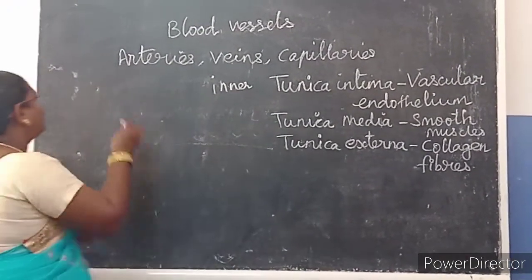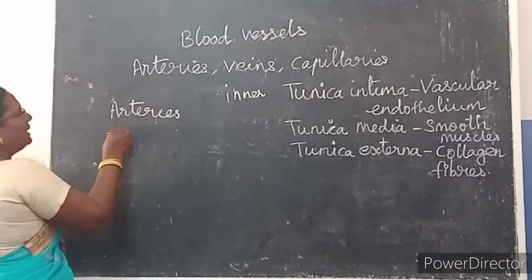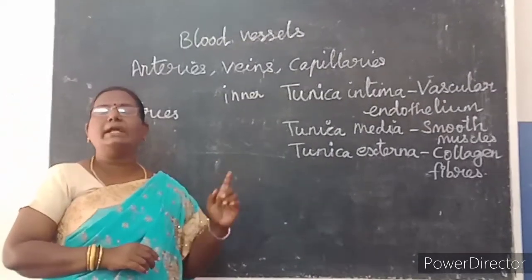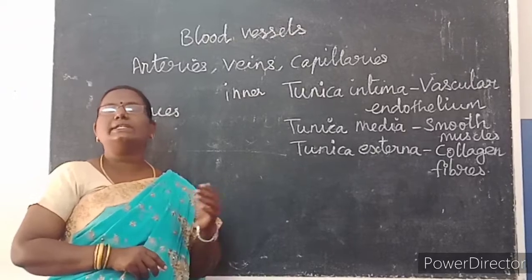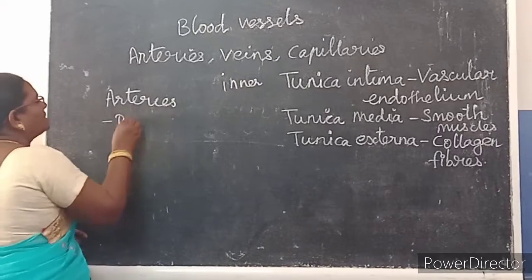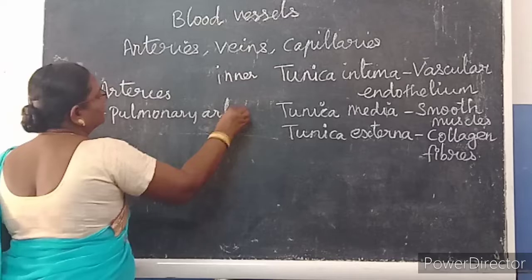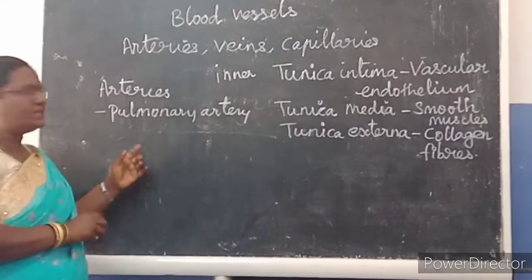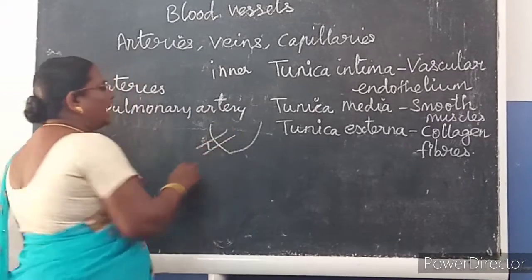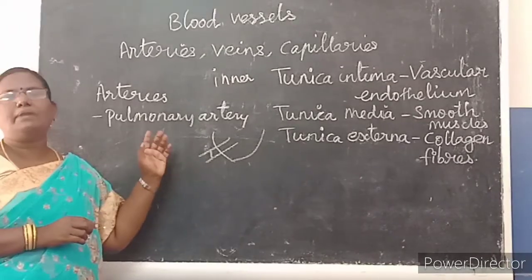Next we learn about the arteries. These arteries carry the blood away from the heart. The arteries always carry the oxygenated blood except the pulmonary artery. This pulmonary artery we studied in the structure of the heart, arising from the right ventricle. So the arteries always carry what type of blood? Oxygenated blood except the pulmonary artery.